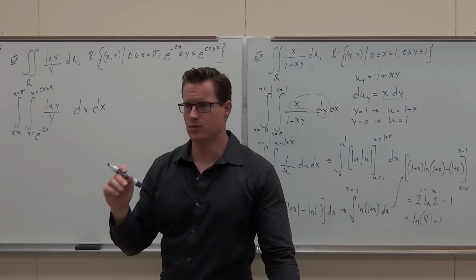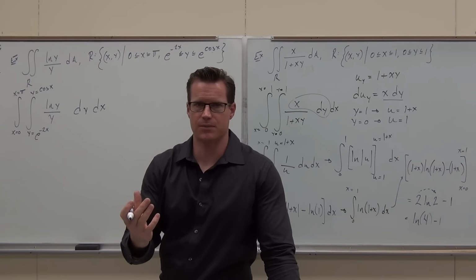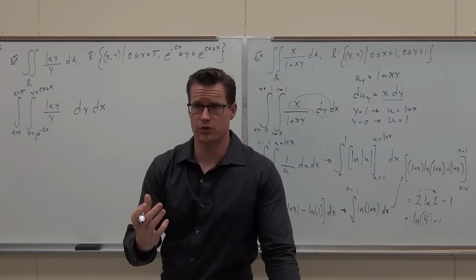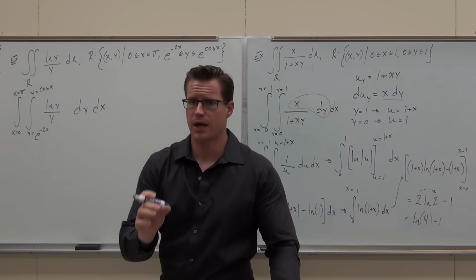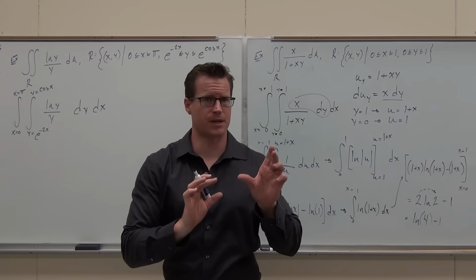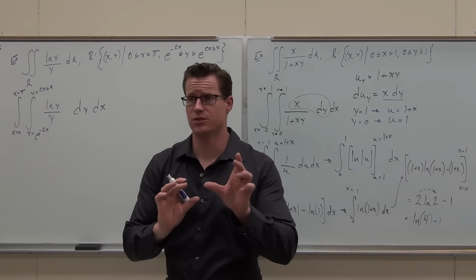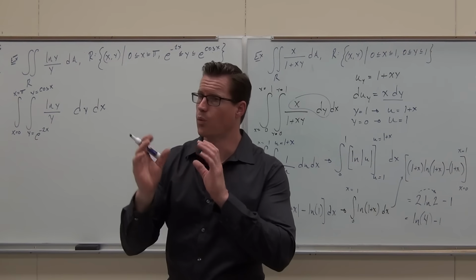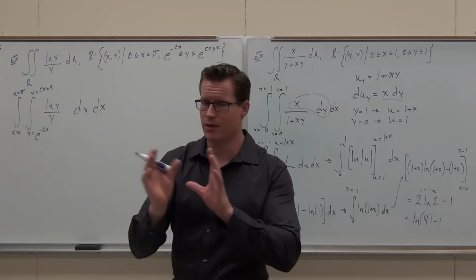It's easier because you can't set up this integral any other way unless you want to draw the picture of the region and start switching around functions. Does that make sense? This is the easiest case to do double integrals, where the region is one variable is bound by constants and the other one's not.